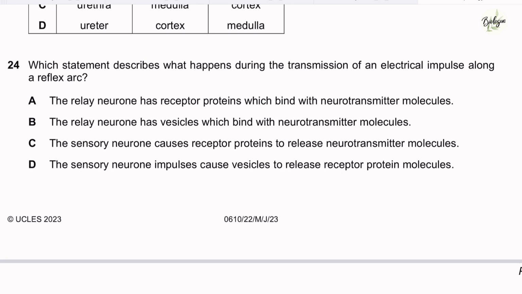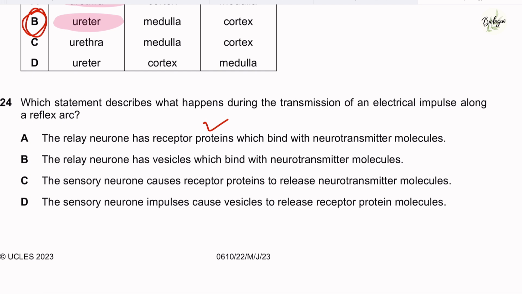Okay, question 24. Which statement describes what happens during transmission of an electrical impulse along a reflex arc? The relay neuron has receptor proteins which bind to neurotransmitter molecules. Yes, that seems right, because remember, what do we have? We have the sensory neuron, we have the relay neuron or the interneuron, and then we have the motor neuron, right? So the relay neuron is essentially that neuron with receptors that neurotransmitter molecules then go and bind onto.